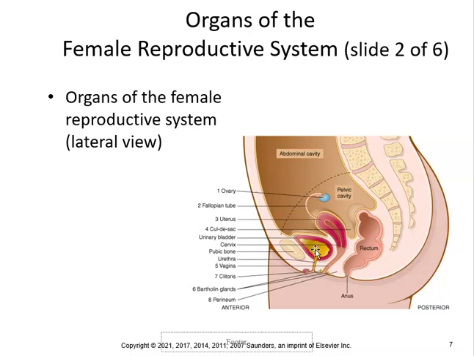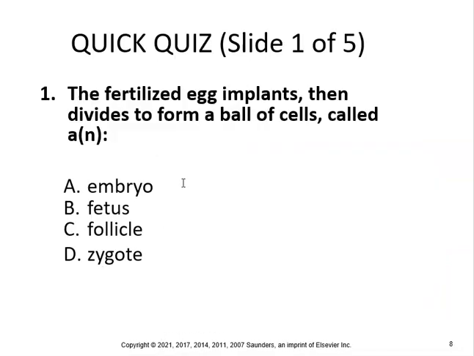So females have separate openings for the urinary system, the digestive system, and the reproductive system, whereas males share a common opening between the urinary system and the reproductive system. Here's the clitoris. Here's the Bartholin glands and the perineum, anus, and rectum. The fertilized egg implants, then divides to form a ball of cells called a zygote.